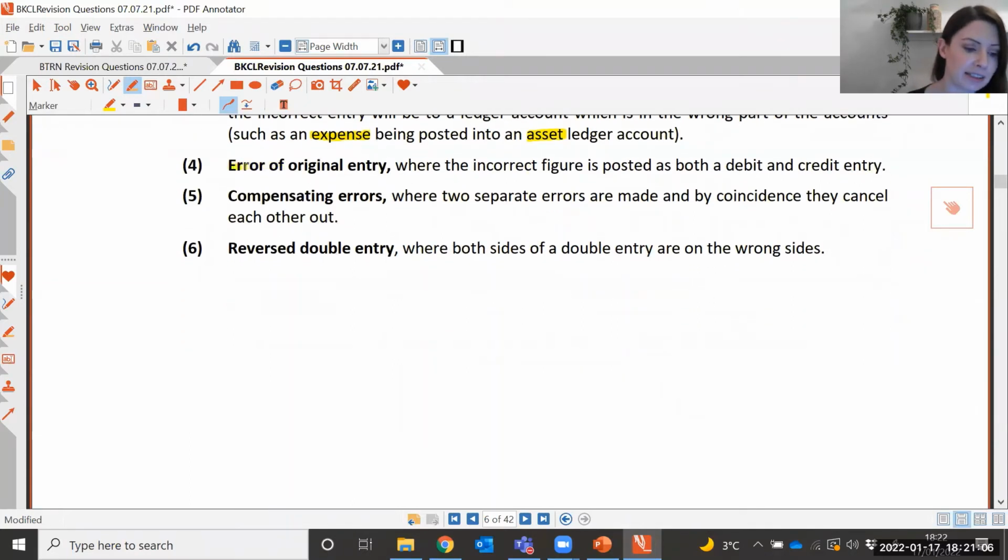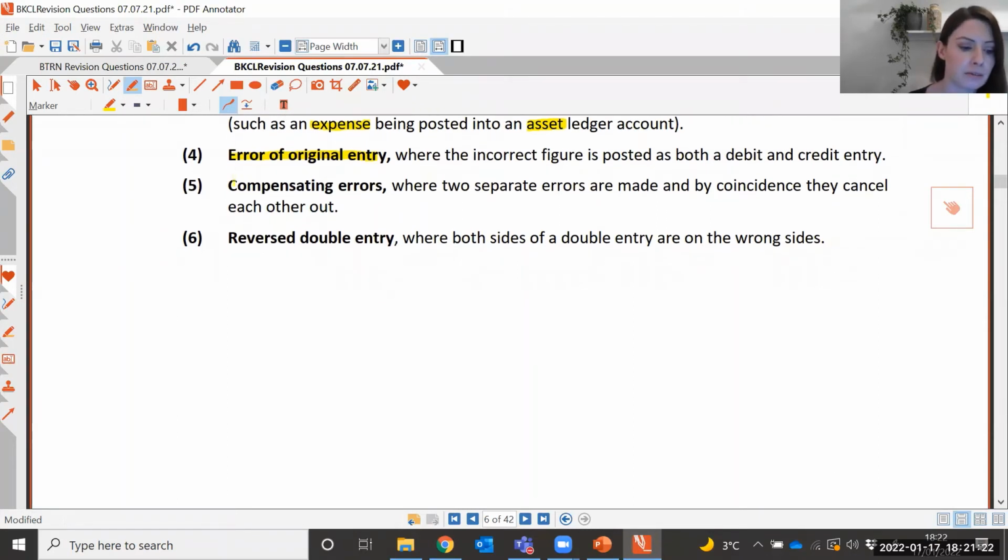Okay, the next error is an error of original entry. So it's where the wrong figure is posted as both a debit and a credit. So that wouldn't cause it to imbalance because it's still the same figure, it's just the wrong one. And then we have compensating errors, so where two separate errors are made and by coincidence they just happen to cancel each other out. And then the last one is where it's a reversal of the double entry. So the debits and credits are entered the wrong way around, but it wouldn't cause the trial balance to not balance because there's still an equal debit and credit.